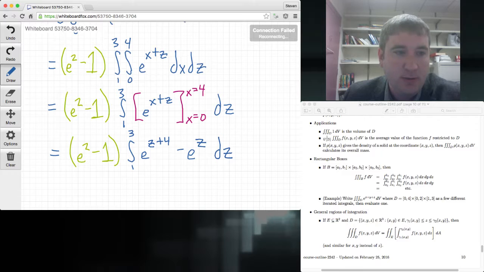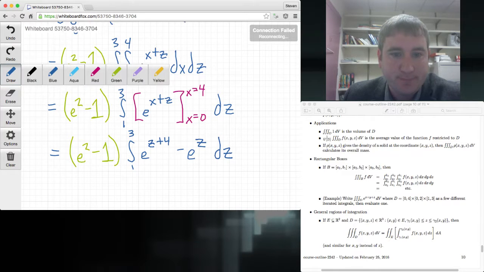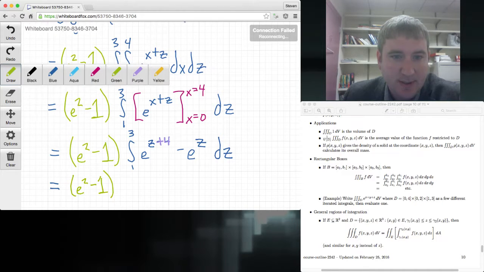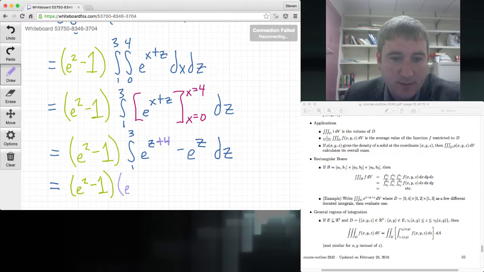But like a moment ago, I have this plus 4 term here, right? I can factor that e to the 4. I can factor out a 1 from the right term. So by a similar argument to a moment ago, that's going to be the same thing as e squared minus 1 times e to the 4th minus 1. And my leftover is integral from 1 to 3 e to the z dz.